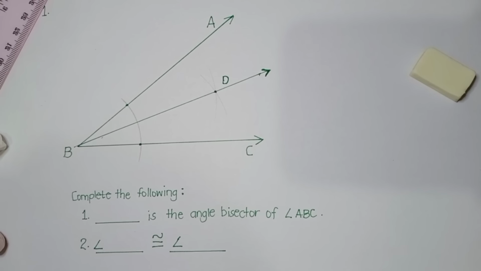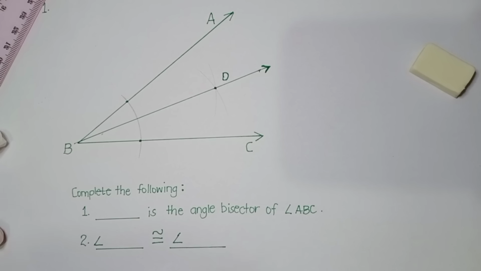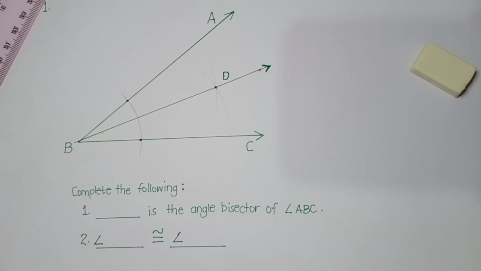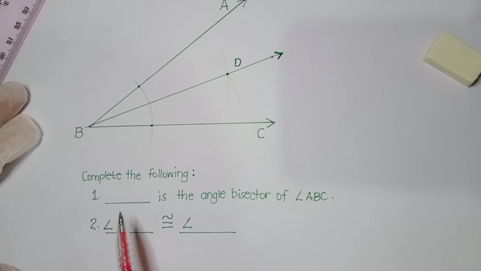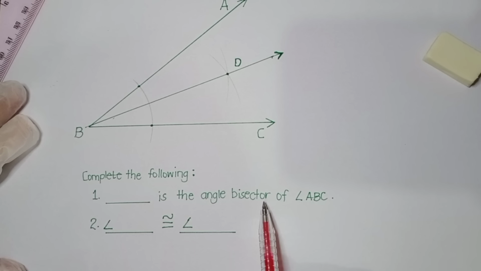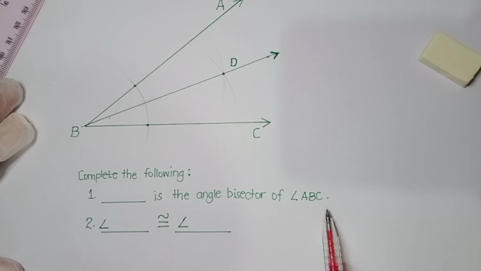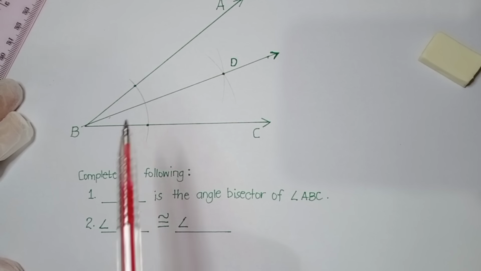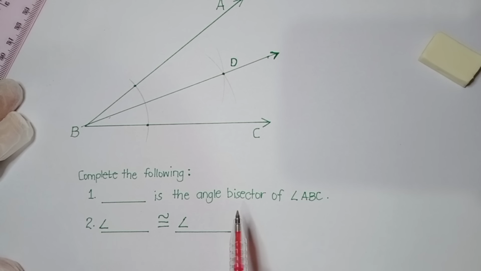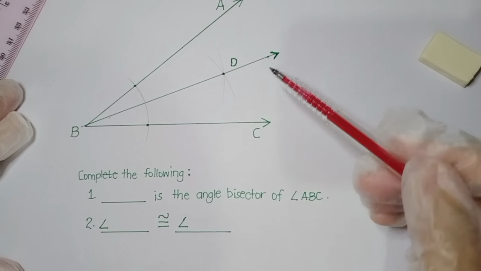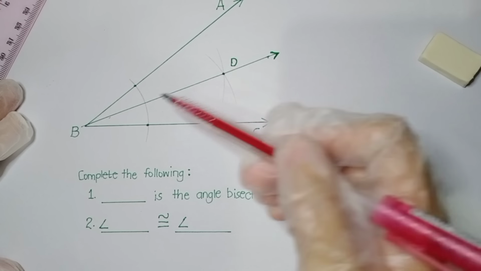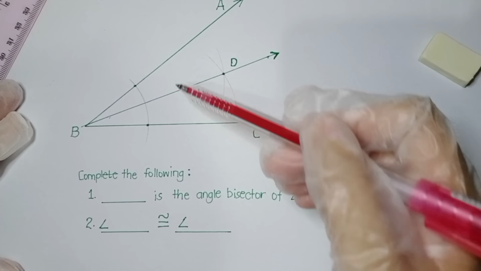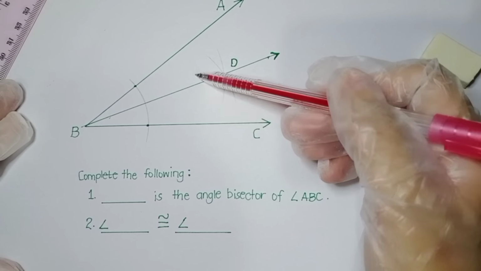Now, so let us complete the table. Okay, let us complete the following. So, I have here blank is the angle bisector of angle ABC. So, alin dito from the given construction, which is the angle bisector. So, alin dito yung nagsilbing angle bisector o yung naghati sa dalawang angle natin. Kaya meron na tayong dalawang angle dito.